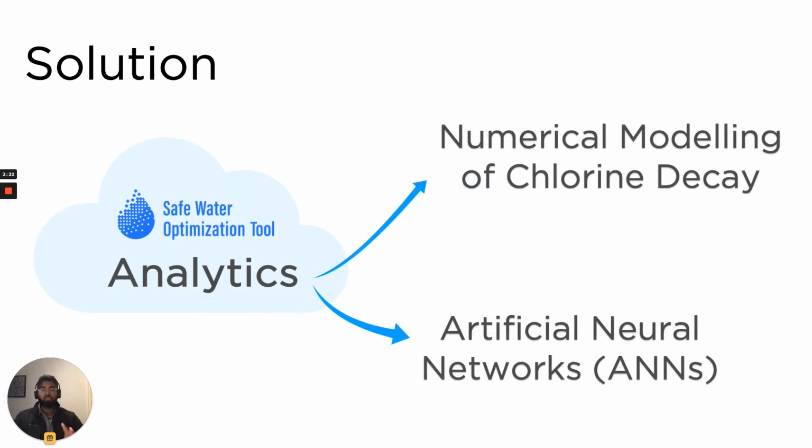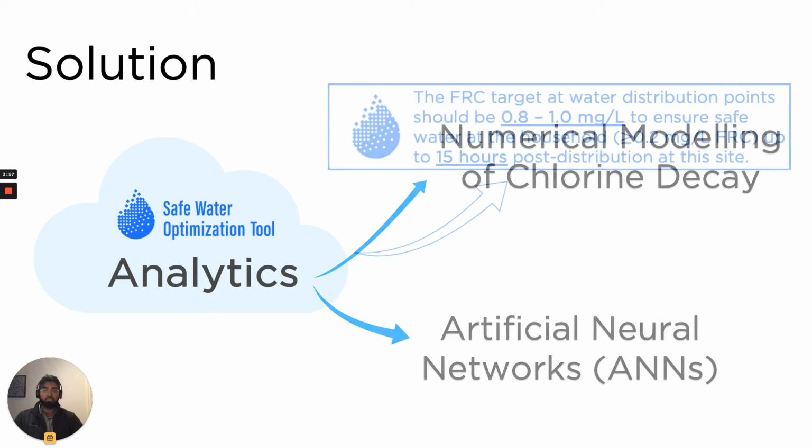The SWOT has two analytical engines under the hood for figuring out how much FRC needs to be at tap stands in order to provide adequate household protection. The first is based on numerical modeling of post-distribution chlorine decay, and the second is based on artificial neural networks, a machine learning approach. We have two research papers that will be out shortly in engineering research journals that describe and demonstrate these two analytical approaches.